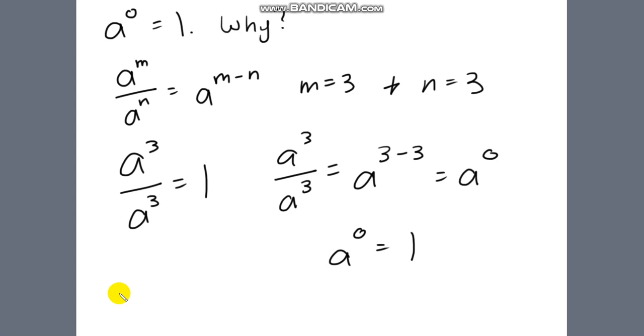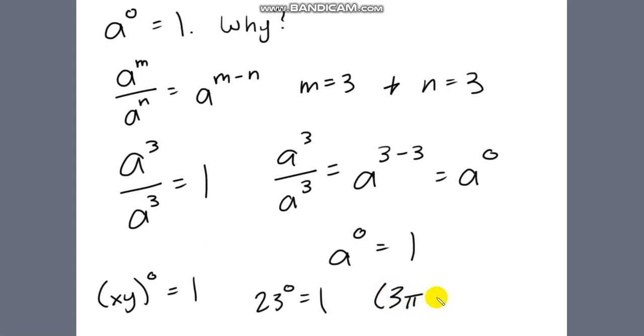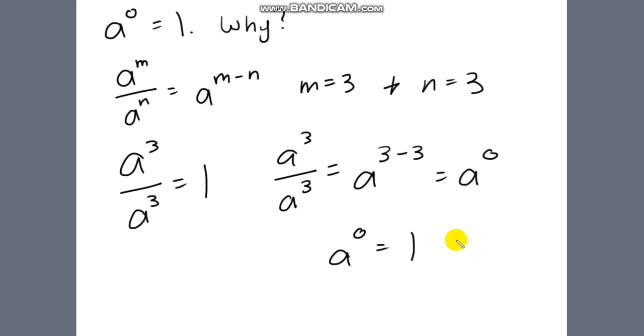And this literally holds true for anything. So for example, if I were to do x times y raised to the 0, that would be 1. If I did 23 raised to the 0, this would be 1. If I had something complicated, 3 pi z times h raised to the 0, that's going to be 1. These are all examples where you raise something to the 0 power, and it's going to be 1.